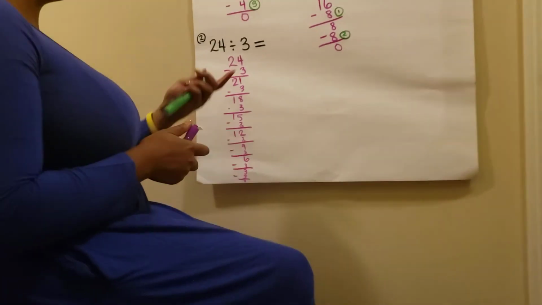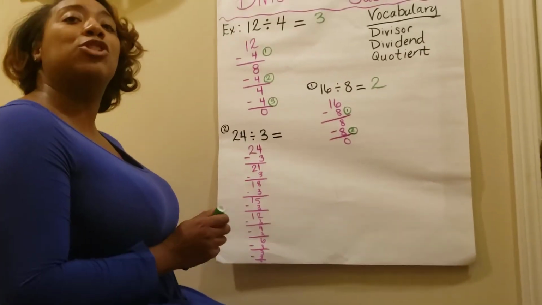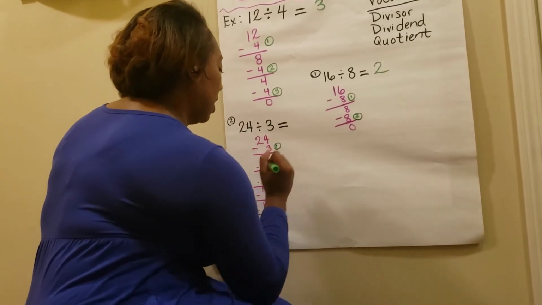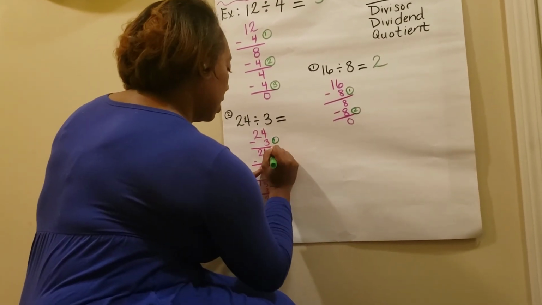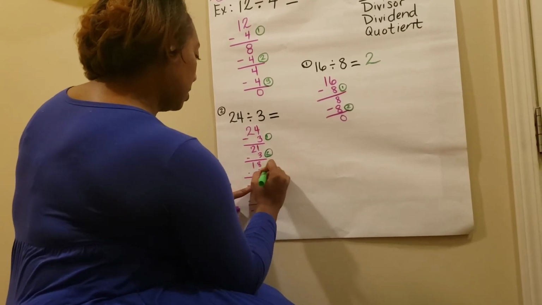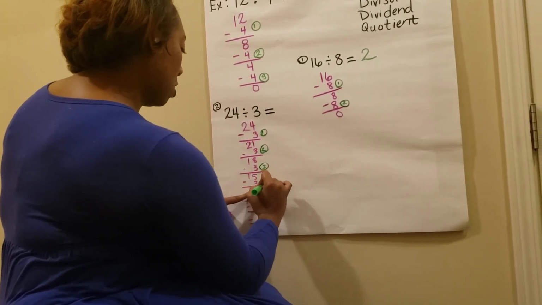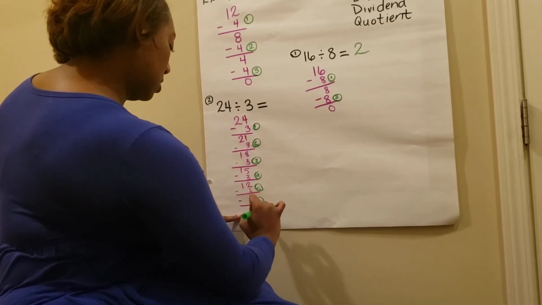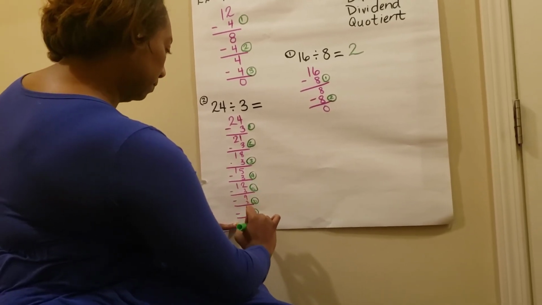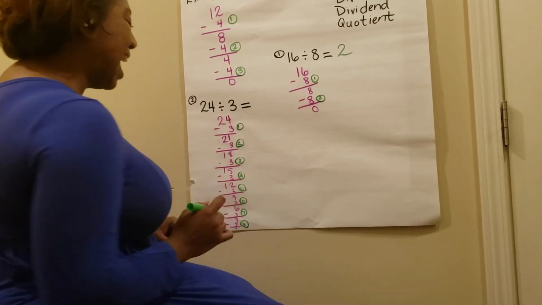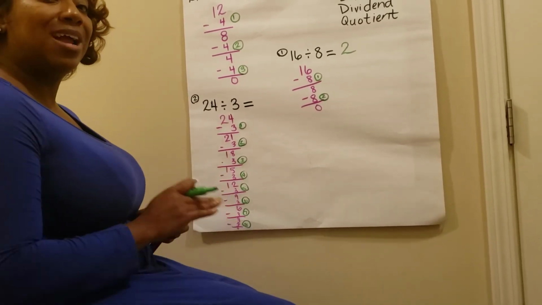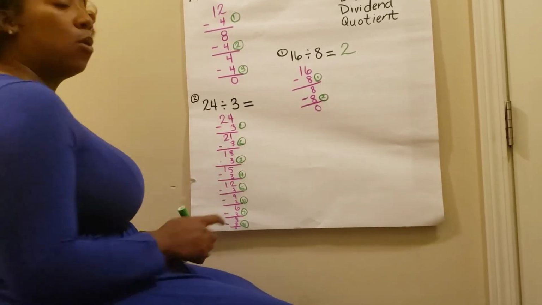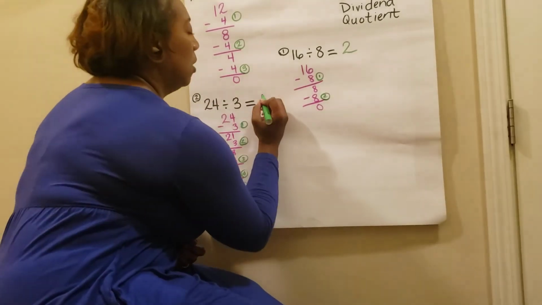So now I'm going to count how many times I subtracted my divisor. So that's 1 time I subtracted here. I subtracted 2 times. I subtracted 3 times. I subtracted 4, 5, 6, 7, 8. I had to subtract my divisor 8 times to get to 0. So that means 24 divided by 3 equals 8.